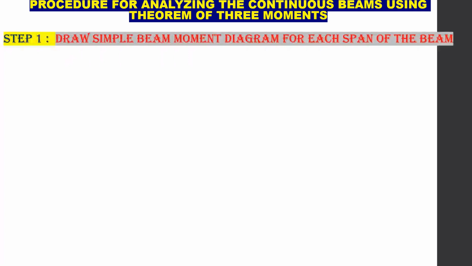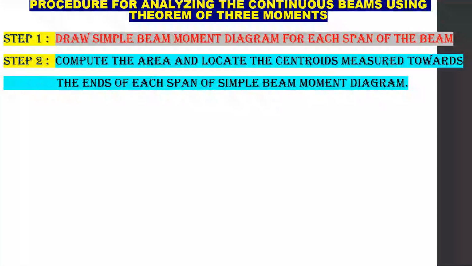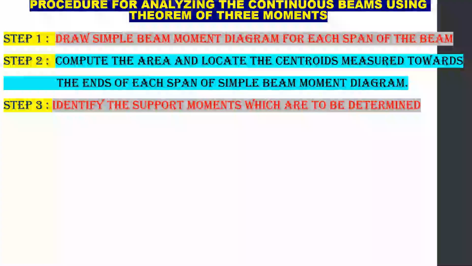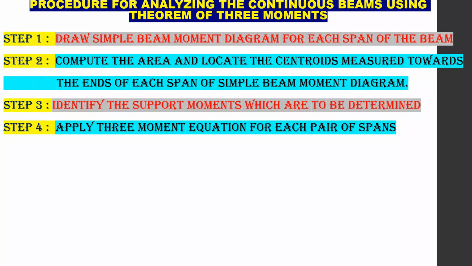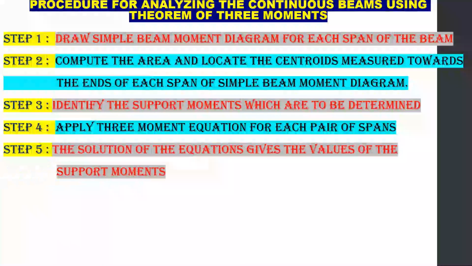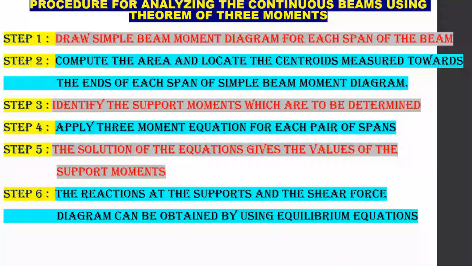Step 1 is to draw the simple beam moment diagram for each span of the beam. Step 2, compute the area and locate the centroids measured towards the end of each span of the simple beam moment diagram. Step 3, identify the support moments which are to be determined. Step 4, apply the 3 moment equation for each pair of spans. Step 5, the solution of the equations gives you the values of the support moments. And step 6, the reactions at the supports and the shear force diagram can be obtained by using the equilibrium equations. Now, we will go on to solve our problem.